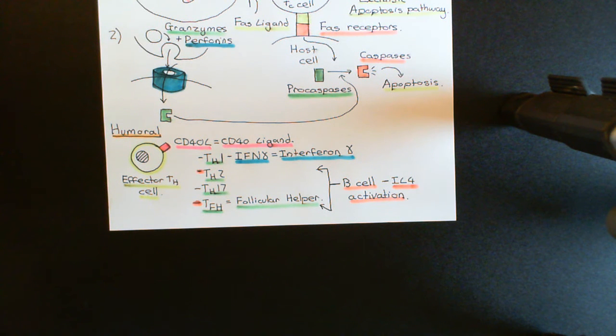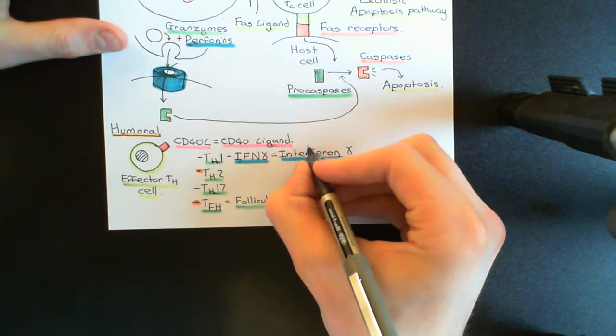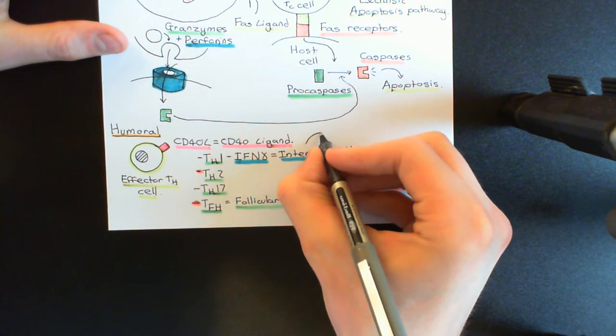Okay, so T helper 1 cells can go to the site of infection, and when they get to the site of infection they'll start producing interferon gamma. Now what does the interferon gamma actually do? Well, it acts on macrophages and it gives the macrophages new powers.